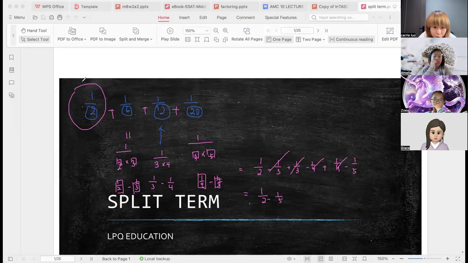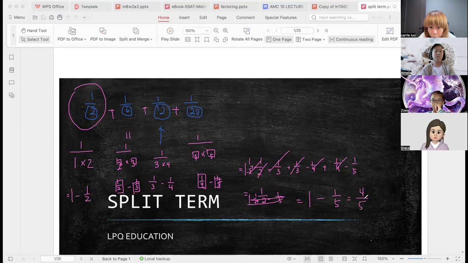So let's take a look at the first term. The first term also equals what? Equals 1 over 1 times 2. It is equal to what? 1 minus half. So if I put them all together, it is what? It is 1 minus half plus half minus... So this part is gone as well. So it is always what? It's 1 minus 1 over 5. So the answer is 4 over 5. So we're done.